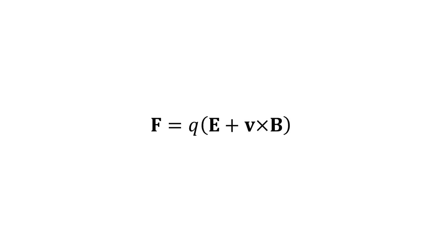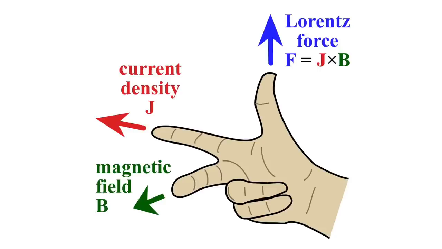Okay, let's go through this. First, we take the Lorentz force law, where Q is the charge of the particle, E is the electric field vector, V is the velocity of the charged particle, and B is the magnetic field vector, where the cross indicates the vector product. We will ignore the electric field and just write this. To make it simple, we will just consider the right-hand rule. If you extend your index finger along the velocity vector and your middle finger along the magnetic field vector, and when you extend your thumb, you get the direction of the force.